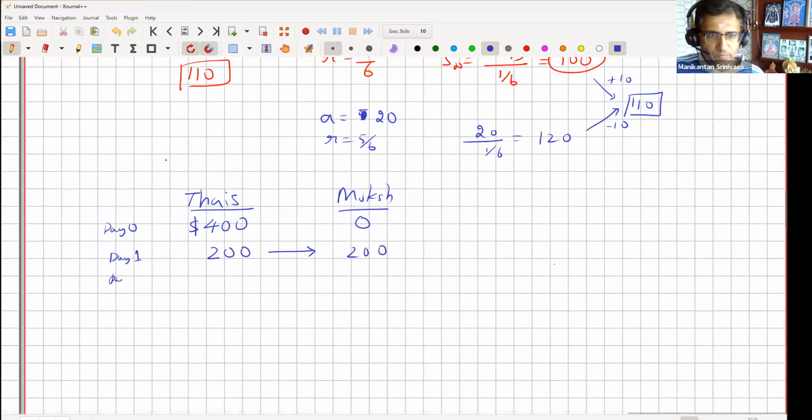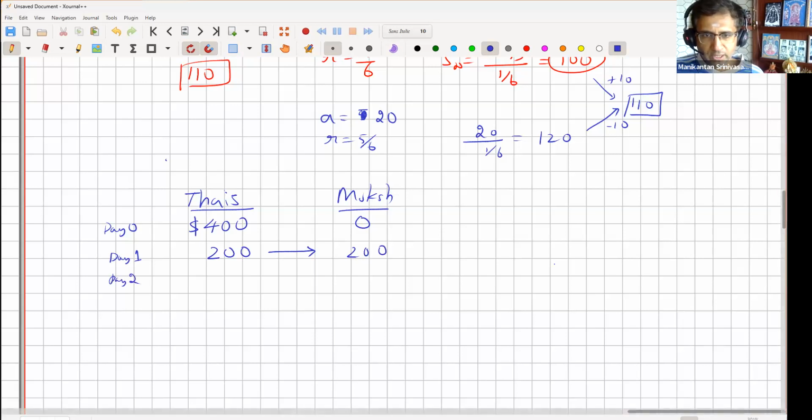On day 2, Moksh will give half of what she gave in the previous day. So 100, right? And then day 3, she will give back half of that. So 200 transacted, here 100 transacted, here 50 is transacted. This becomes 250 and this is 150.